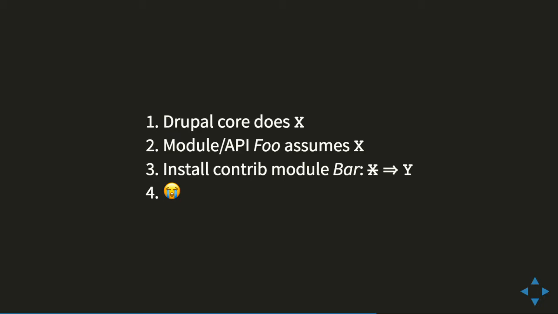So when is this necessary? Well, Drupal core does a certain thing, and then the module and the API all have been built with the assumption that the same thing is always what happens. Like, that's how it happens, and it will never change. But then once you install a contrib module, whoops, all of a sudden it's no longer true, and then sadness.